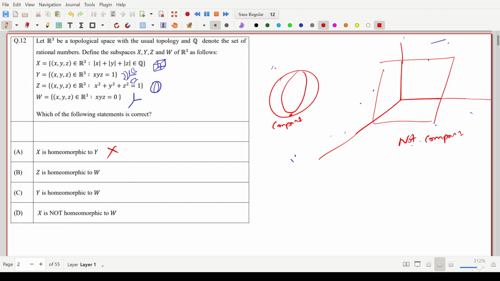So there cannot be a homeomorphism between these two. As I told you, this is the homeomorphic invariant. So this is again wrong. What is the next one?